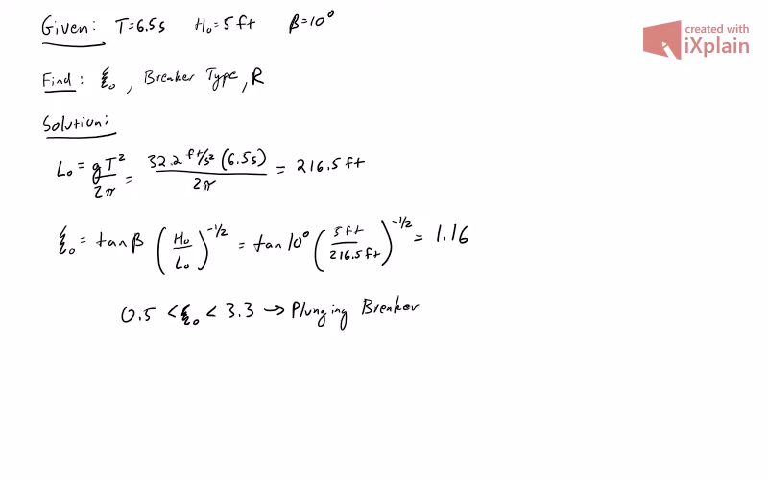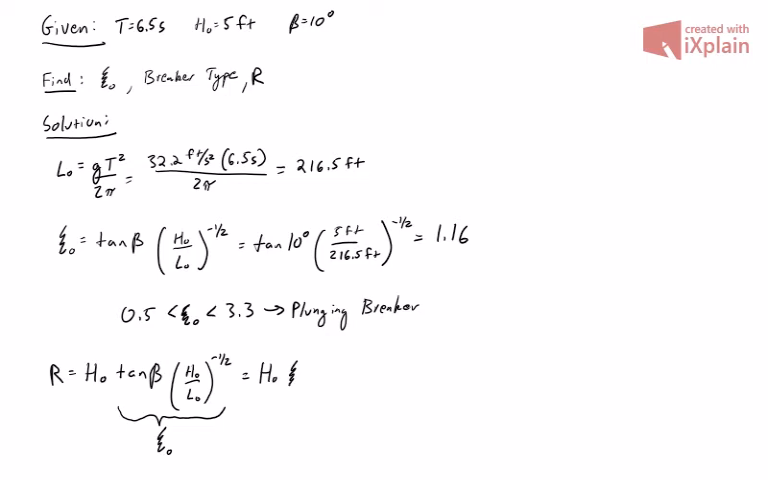So now that we have our surf similarity parameter, we can calculate our wave run-up. So the equation that it gives you in the slides is that wave run-up is equal to the deep water wavelength times the tangent of the beach slope times the deep water wave height over deep water wavelength to the negative 1/2 power. However, hopefully you can all realize that this tangent beta, H naught over L naught to the negative 1/2, well, that's just equal to the surf similarity parameter.